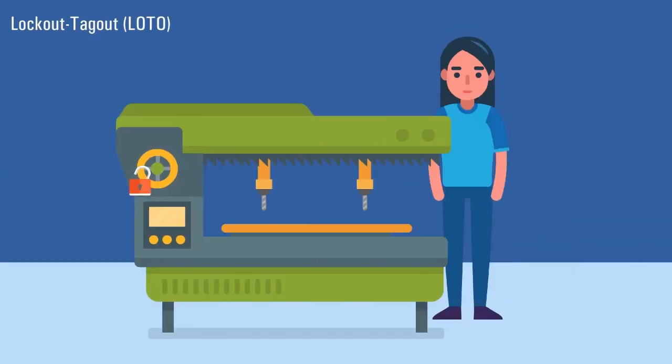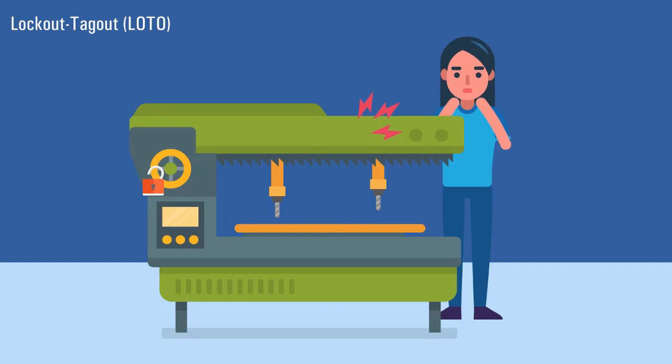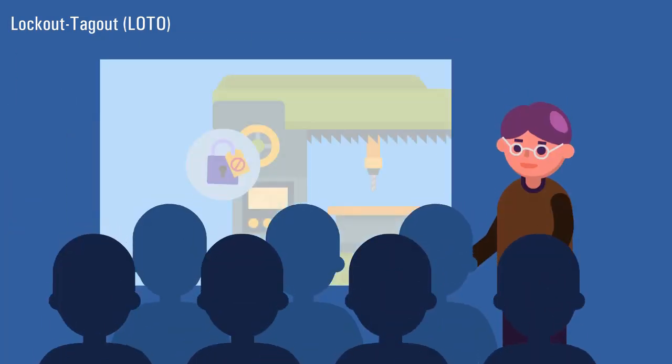When people are fixing equipment, it can easily start up by mistake, causing severe injuries. That's why lockout-tagout (LOTO) programs are essential. Employees need training and proper LOTO devices.